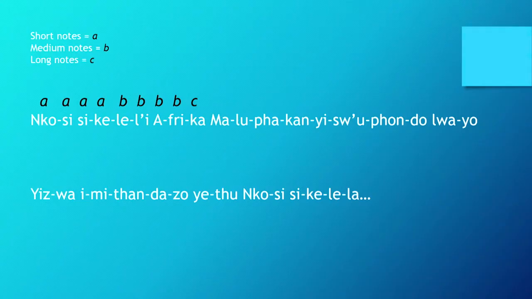What we're going to try and do is to notate those syllables using A, B, and C. A stands for a short syllable, B stands for a medium syllable, and C for a long syllable.